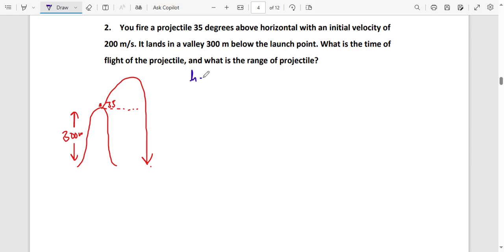You can say height is equal to ut plus half gt squared. Now remember, because height is given as a difference, the final point is the bottom, that's 0. The initial point is 300 meters from the ground, so that is 300. That's why we always use the negative value of the height when it comes to this kind of projectile.